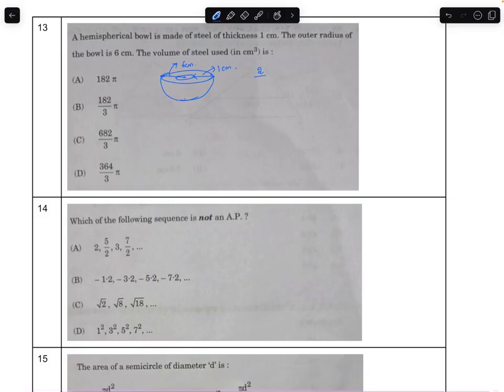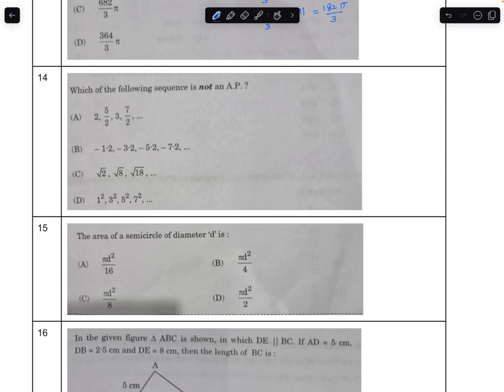So the volume of steel used is 2 by 3 pi (R cube minus r cube). Capital R refers to the radius of the outer and the small r refers to the inner. So 2 by 3 pi (6 cube minus 5 cube), which is 2 by 3 pi (216 minus 125), which is 2 by 3 pi into 91, which is 182 pi upon 3. So the answer is option B.